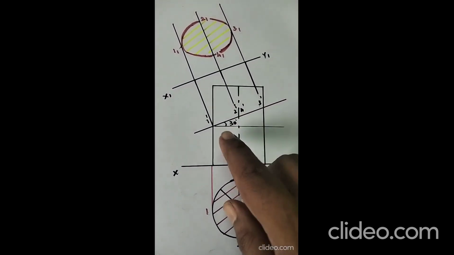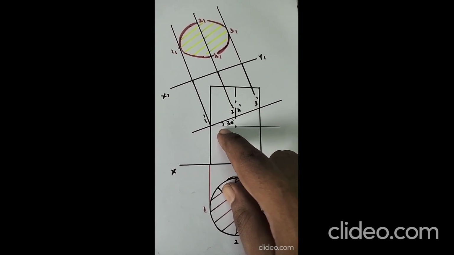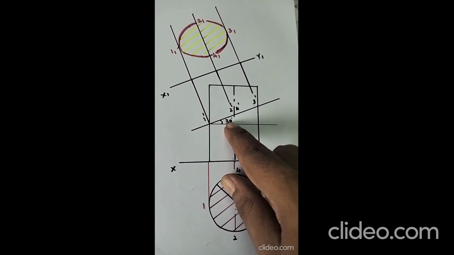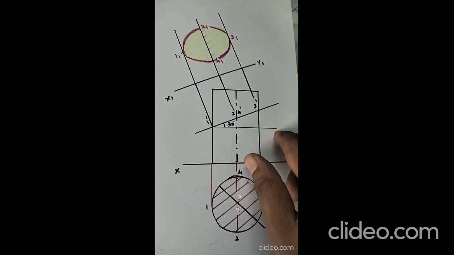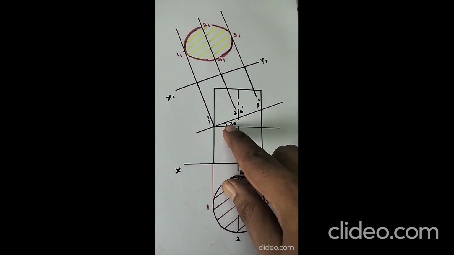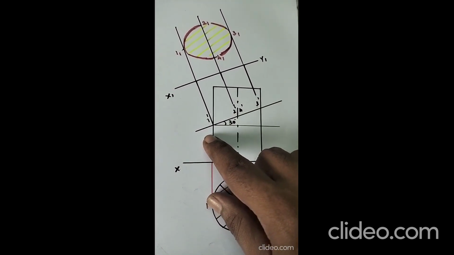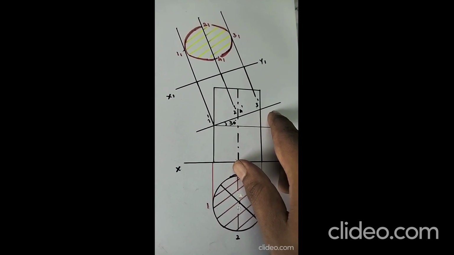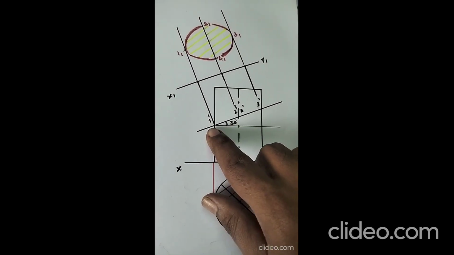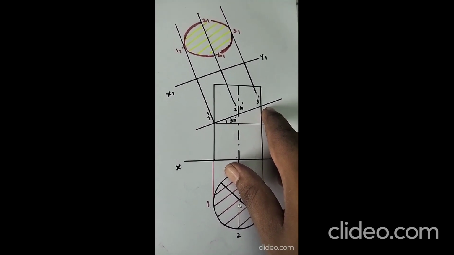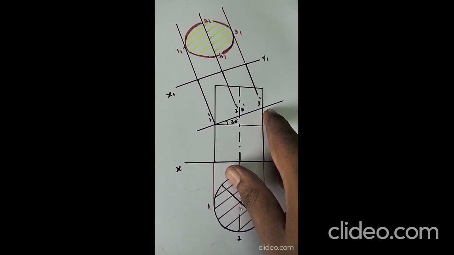The cutting plane is inclined 30 degree to the horizontal, or horizontal plane means to the XY it is inclined 30 degree. So we have drawn an imaginary parallel line to this XY line and taken 30 degree here. In this case the plane looks like a line because it is perpendicular to the vertical plane, as per normal norms.